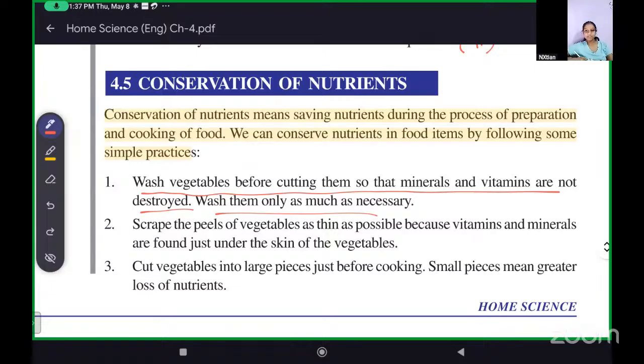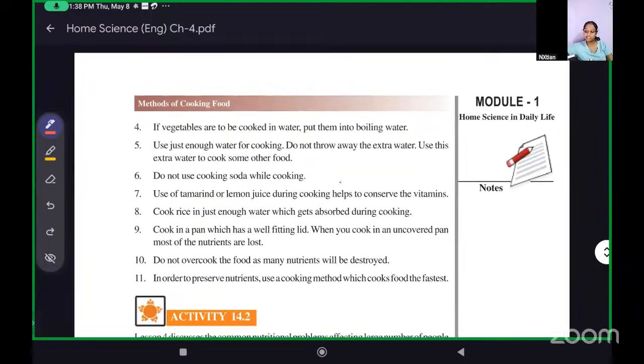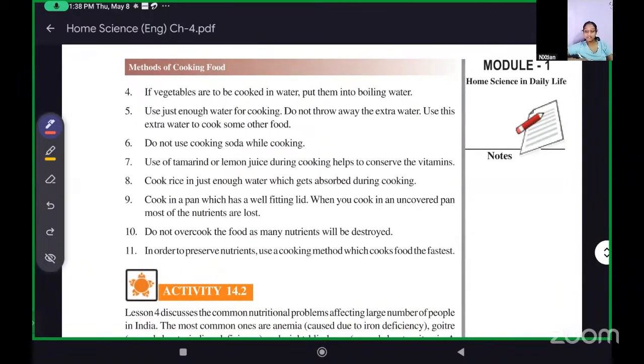Then cut vegetables into large pieces just before cooking. If we cut into very small pieces, then a greater loss of nutrients can take place. Then, if vegetables are to be cooked in water, put them into boiling water. Use just enough water for cooking. Do not throw away the extra water. Use this extra water to cook some other food.